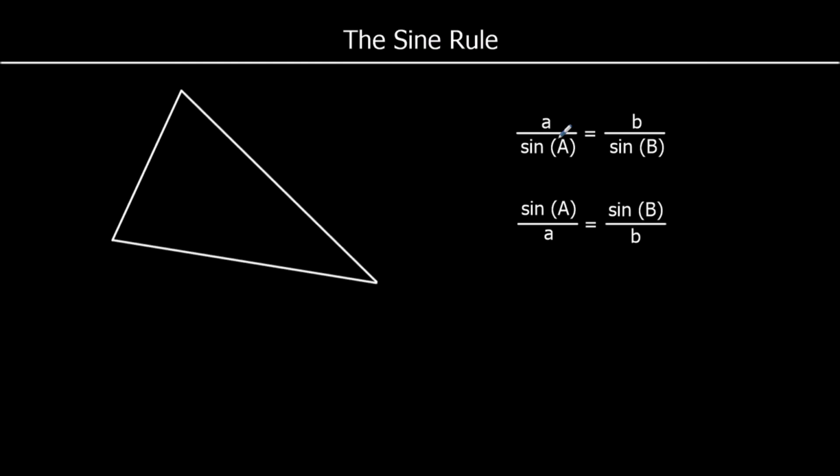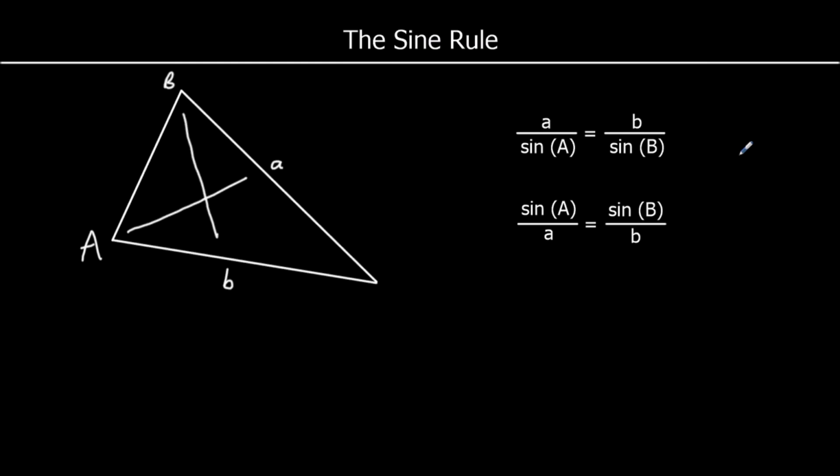So we've got a over sine A equals b over sine B. So the little a's are lengths, and the big A's are the angles, and little a is opposite big A. So if this is little a, opposite it is big A. If this length is little b, opposite it is big B. So sine rule is for opposites.